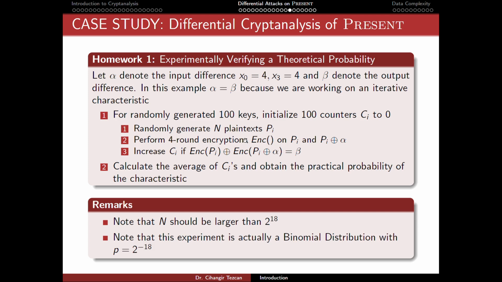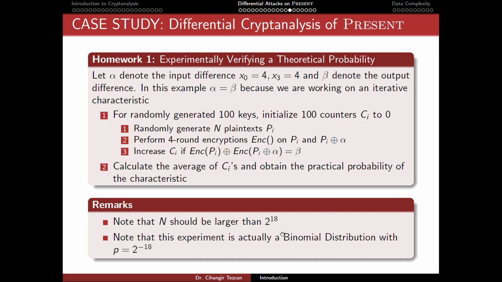So what you needed to do is just obtain 100 counters, add them and thus divide it by 100 to obtain the average of these values, and from here check what is the practical probability and compare it with the theoretical one, and then we will see if the theory matches the practice, which most of the time is not the case. So the homework was about this.